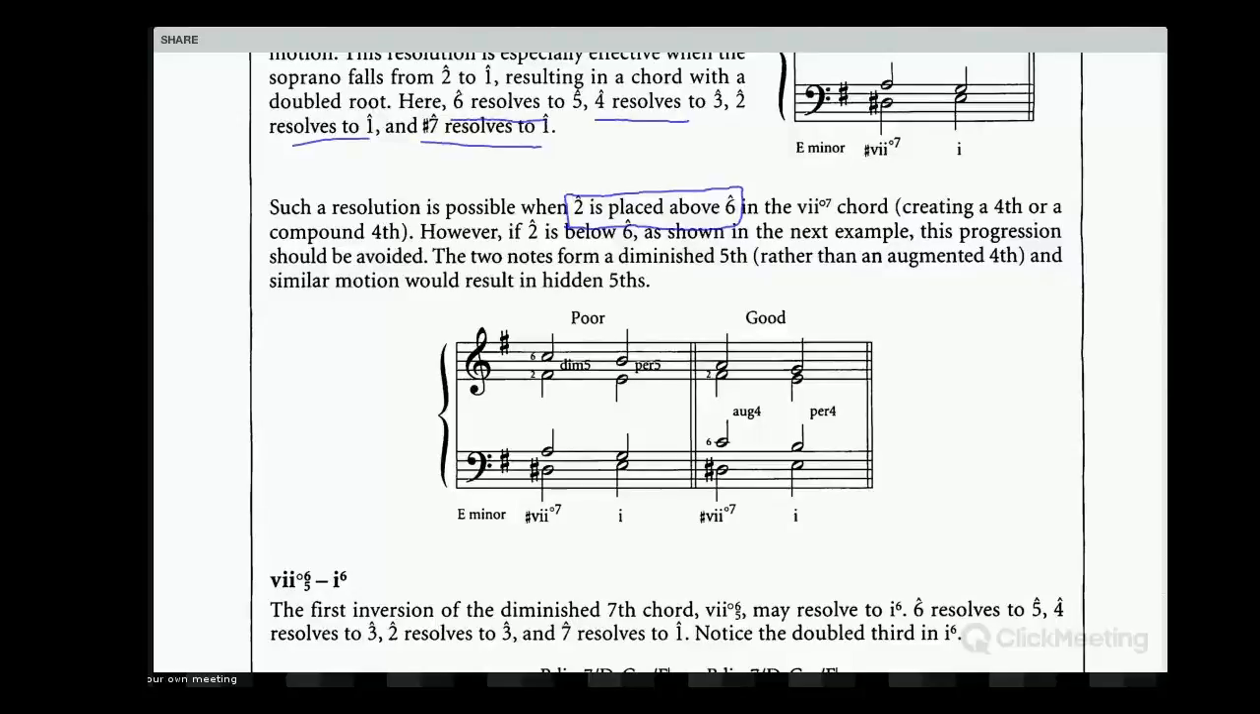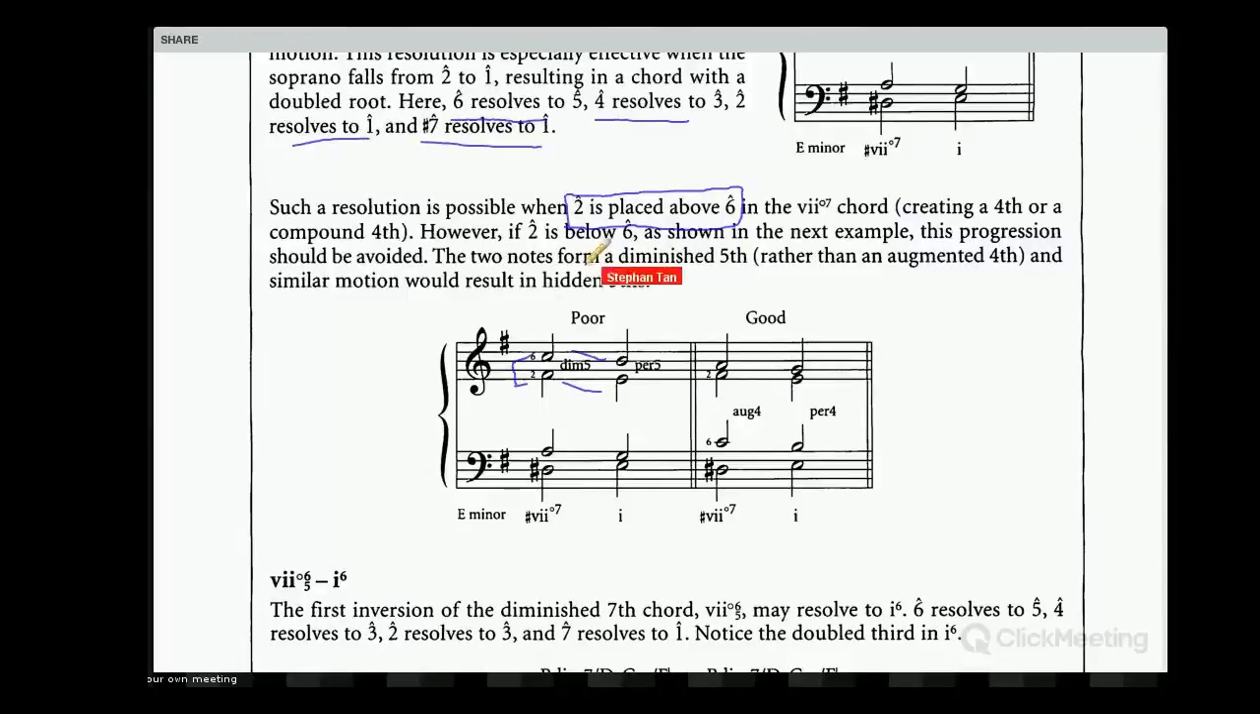If the 2 is shown below 6, as shown in this next example, so 2 is below 6, it's going from a diminished fifth to a perfect fifth. This results in hidden fifths. So remember before we were talking about what results in hidden fifths? Well, when the seventh of a chord resolves downwards and another note resolves in the same direction to the interval of a perfect fifth, that would be an example of hidden fifths, and that's what's happening here.